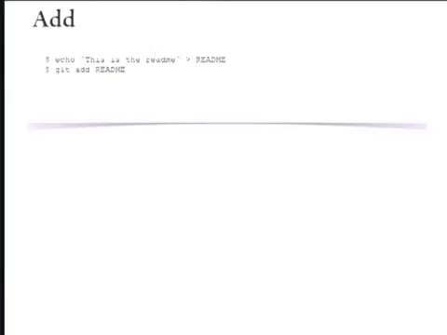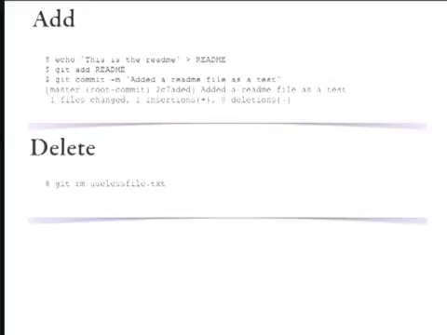So this is saying, instead of adding everything that has changed, I specify that I want to add just this particular file. And then git commit -m "added a readme file". And now that has been filed, now that it has been committed. I can also remove a file from.